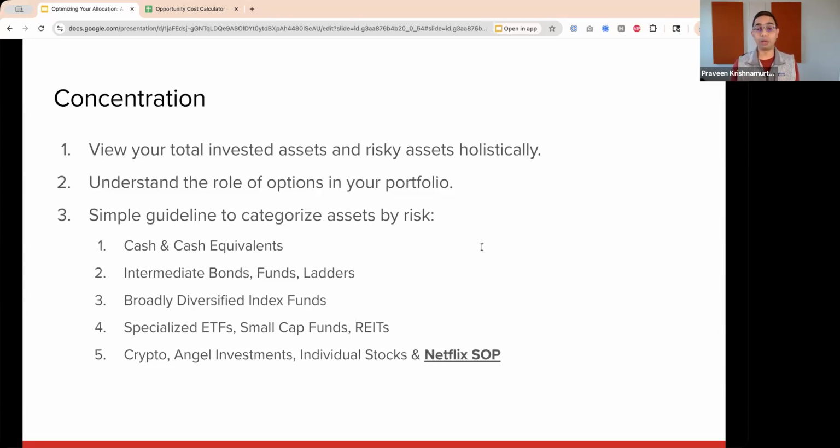Here's a very simple rubric that I use. On the very low end of the spectrum of risk, you have cash and cash equivalents, money market funds, and so on. Then come bonds, bond funds, and then you have broadly diversified index funds. And then you have specialized or thematic asset classes like REITs or small cap funds. And then at the very top of the spectrum, you have the highest volatility tier. Things like crypto, angel investments, and yes, your Netflix options squarely belongs here.